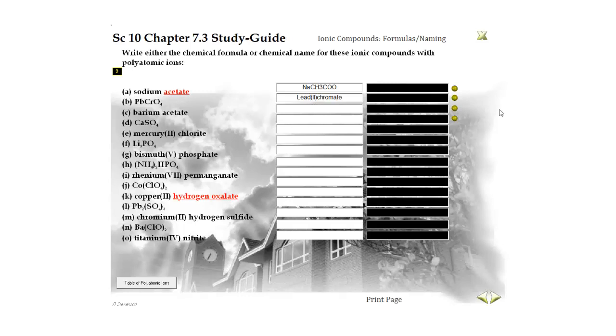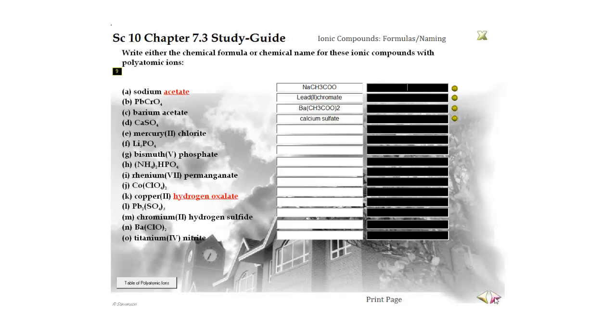Barium acetate. Barium is Ba. You already know what acetate is. Barium is +2, so now you're going to need 2 acetates, and of course the 2 will be a subscript, saying you've got 2 acetate polyatomic ions. D is called calcium sulfate. Again, if you have any problem with some of these, make sure you talk to me about it.